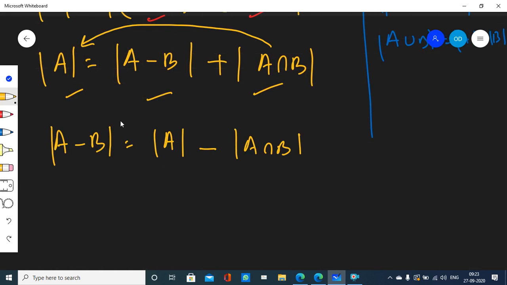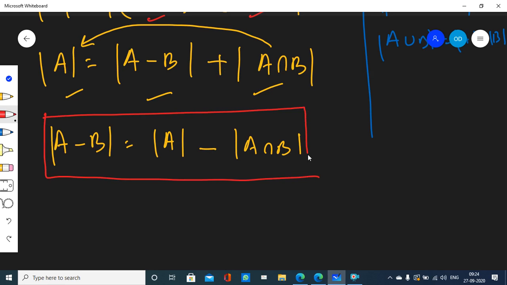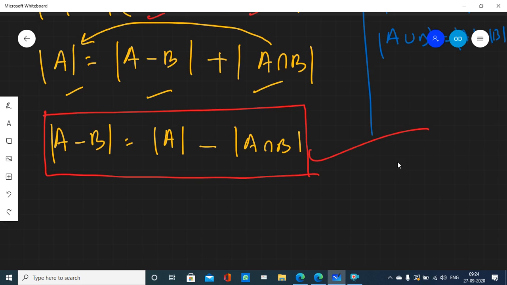If you take it to this side, then cardinality of A minus B is equal to cardinality of A. This is plus here on the right hand side. If it goes to the left hand side, it will become what? Minus over there, right? So minus cardinality of A intersection B. Get my point? So this is the formula for cardinality of A minus B. Got it? Okay.